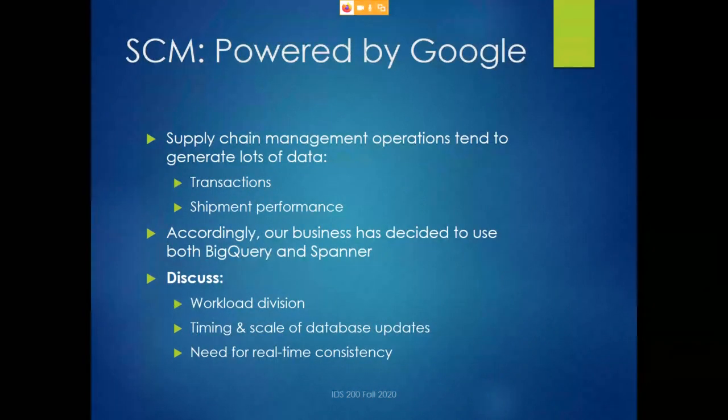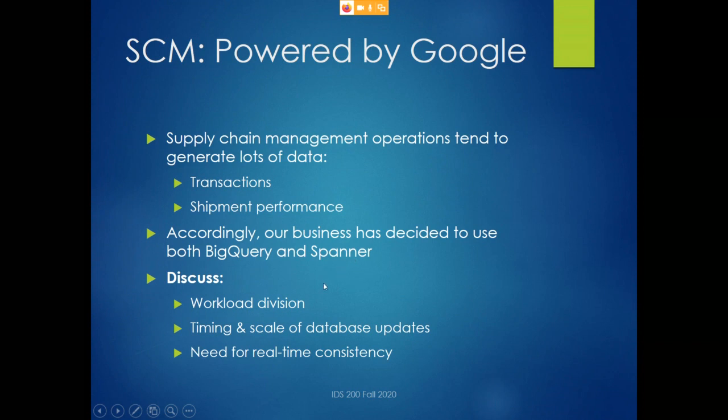Okay, so back to our scenario. We know supply chain operations tend to generate lots of data, right? So there's transactions, there's shipment performance. So our business has decided to use both BigQuery and Spanner. And where it would make sense, for example, the workload division: if you're doing analytics on the shipment performance, chances are that's something you're going to use BigQuery for. Because you're going to have many different shipments over time with a lot of data at fairly short intervals. Those tables could be very, very large. On the other hand, transaction processing makes sense to run through Spanner, right?